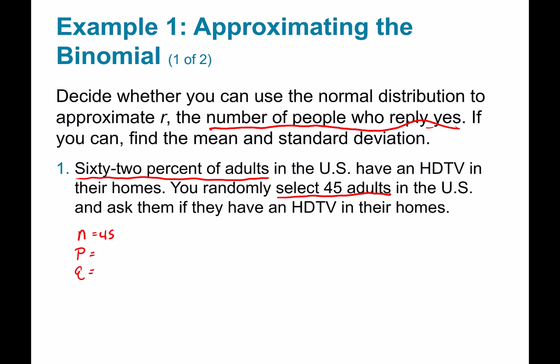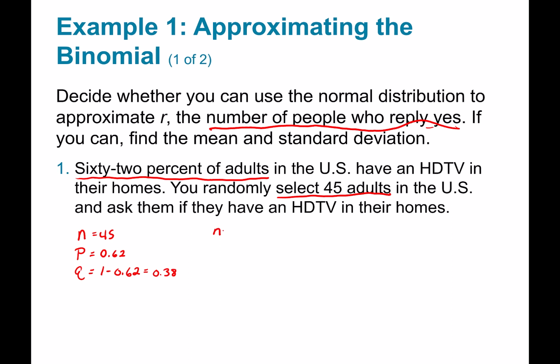So the probability of success, or probability someone is going to say yes, is 62% or 0.62, which then means the probability of failure, Q, is 1 minus P. So Q is always going to be 1 minus P, so 1 minus 0.62. So we get a probability of failure in this case of 0.38.